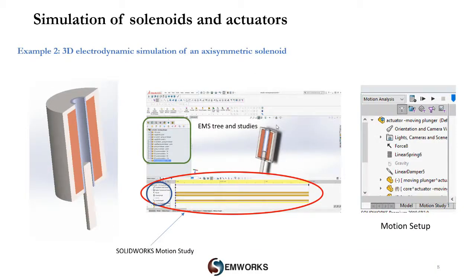A second example that we are seeing is also an axisymmetric actuator, but now we will use EMS 3D and SolidWorks Motion to solve this example. As we mentioned earlier, SolidWorks Motion allows several options and features that can make simulating such a problem as realistic as possible. In this example, we are going to see the results when DC and pulse excitations are applied under the presence of a spring and damper in a SolidWorks Motion study.